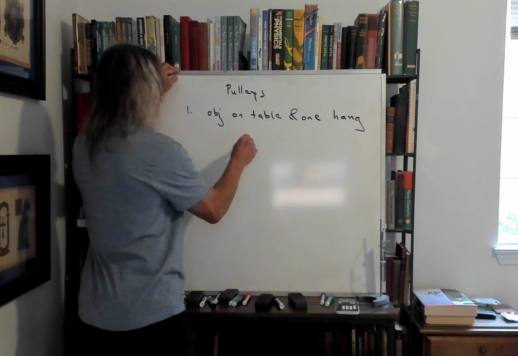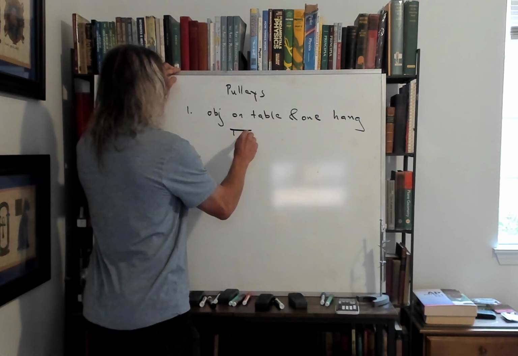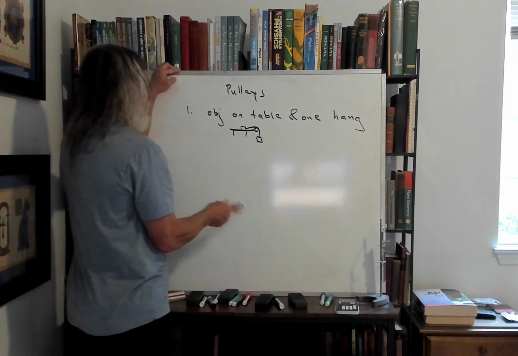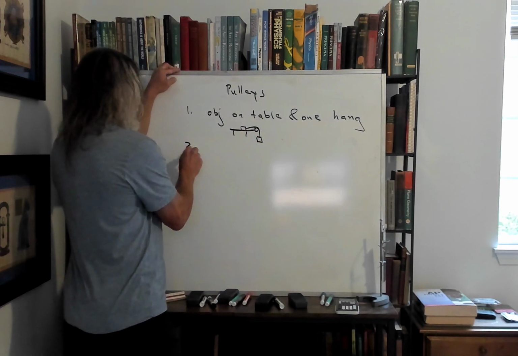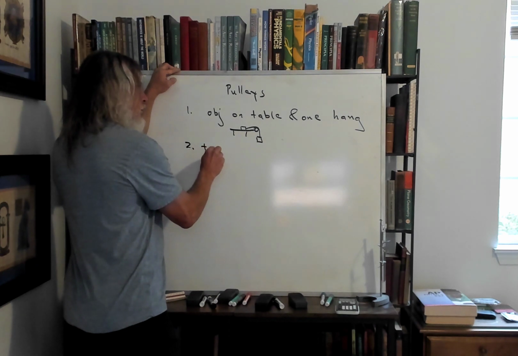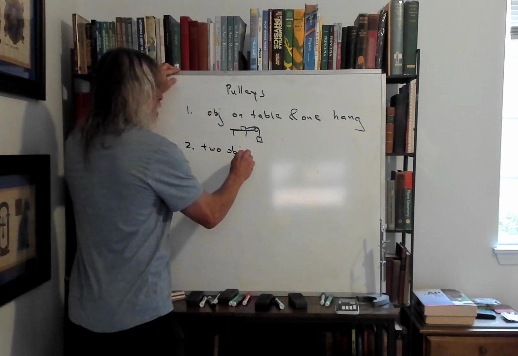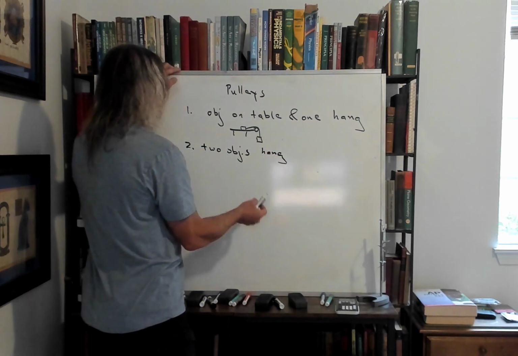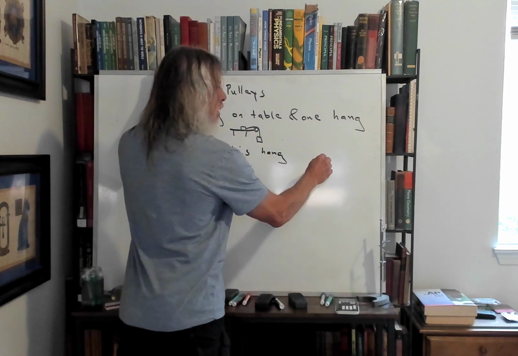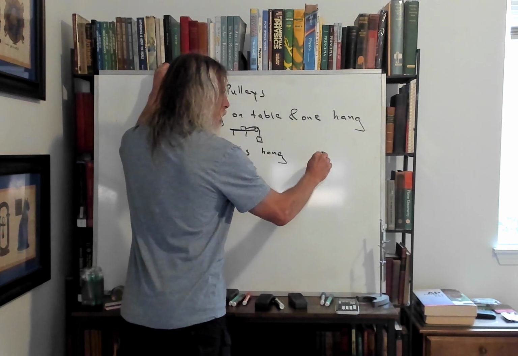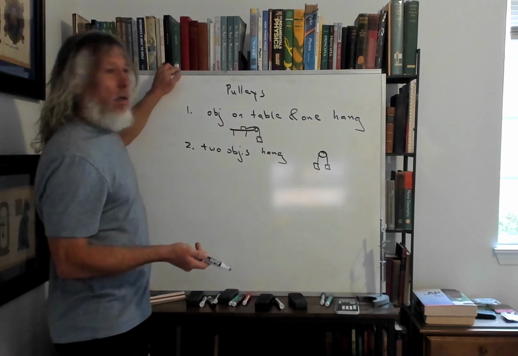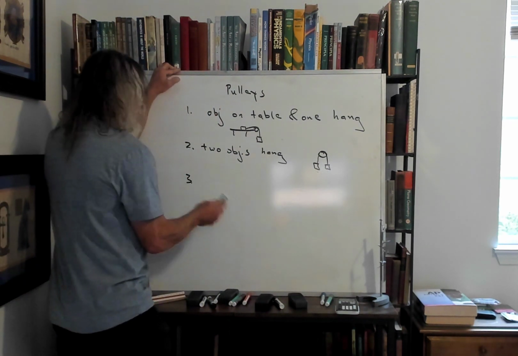Okay, so table, pulley, thing, like that. Number two, two objects hanging, freehang. We got our pulley, rope around, two objects hanging.